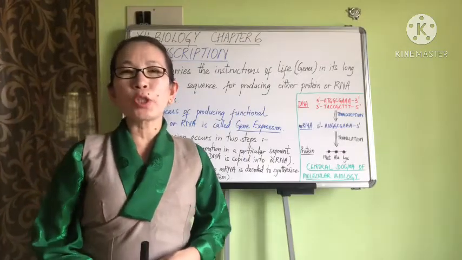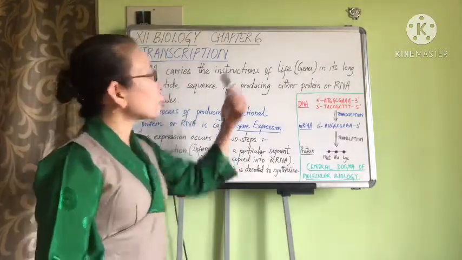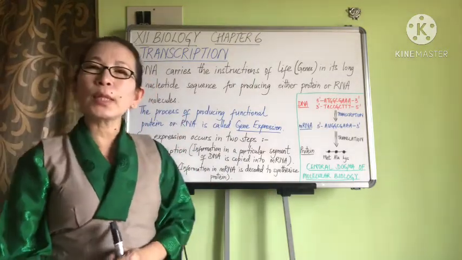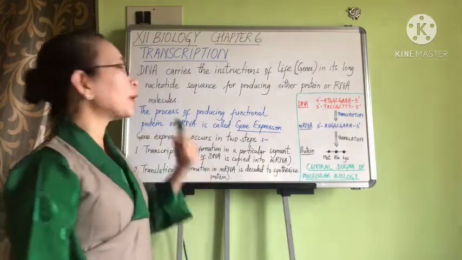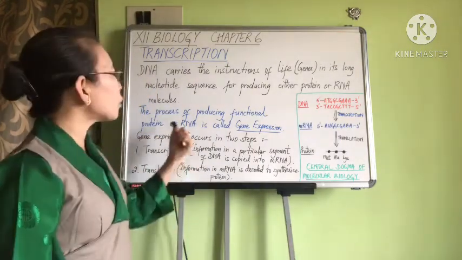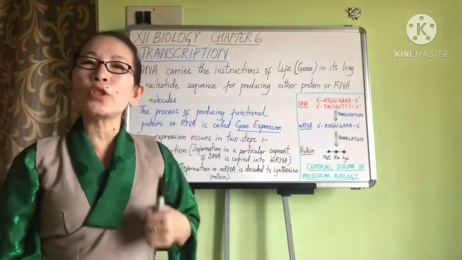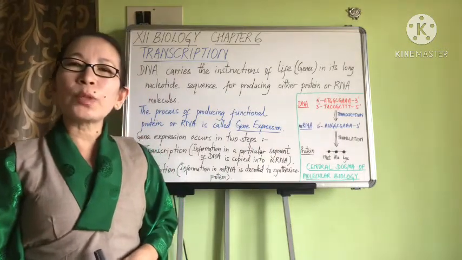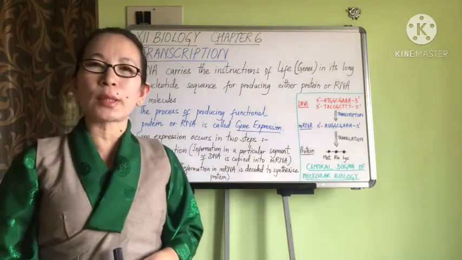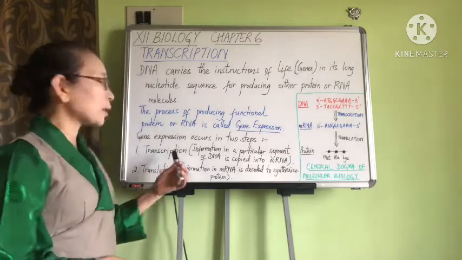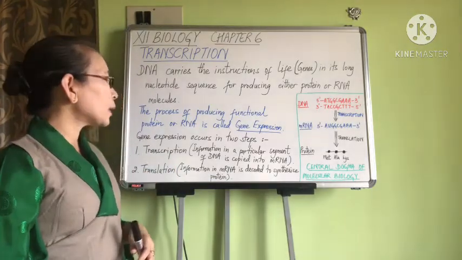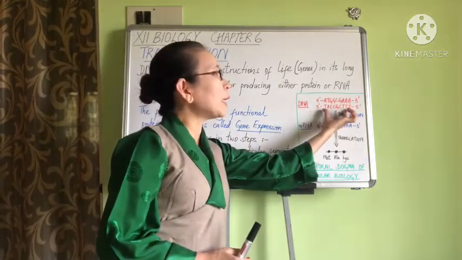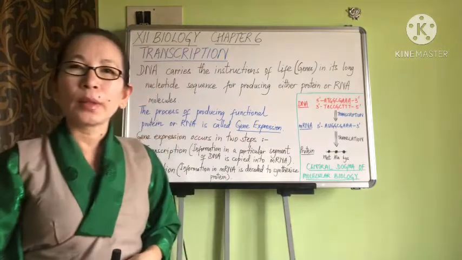DNA, which is our genetic material, carries the instructions of life known as genes in its long nucleotide sequence for producing either proteins or RNA molecules. And the process of producing functional proteins or functional RNA is called gene expression. Gene expression is mostly completed in 2 stages. The first step is transcription. This involves the copying of information in a particular segment of DNA into an mRNA.